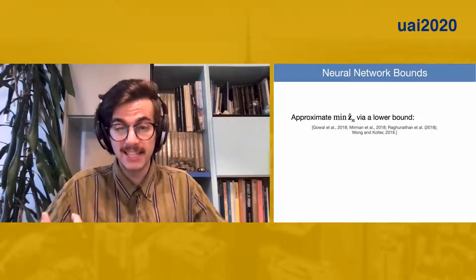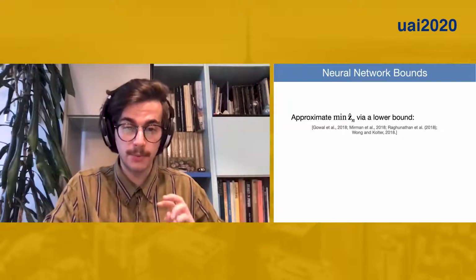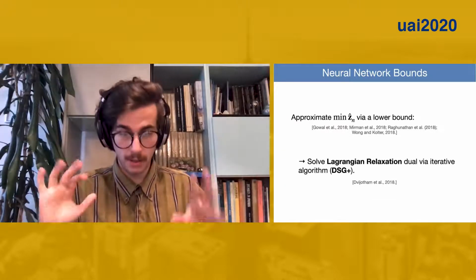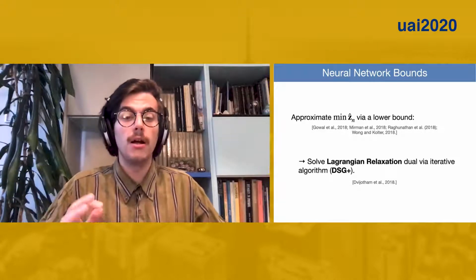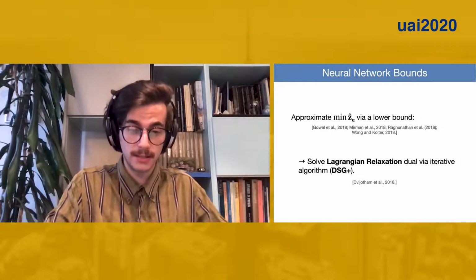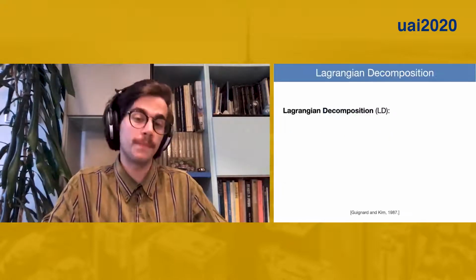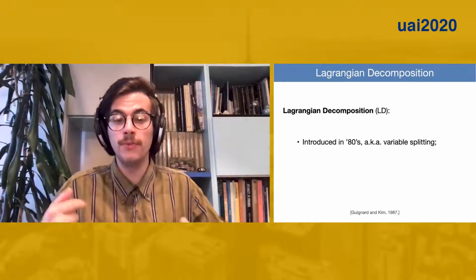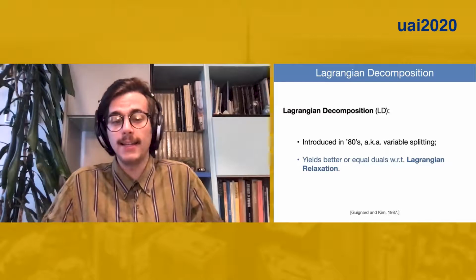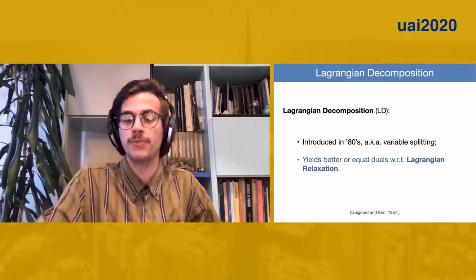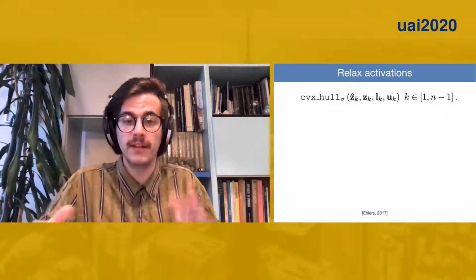This has been done extensively in the literature, but here we're mostly interested in a specific previous work that was obtaining the Lagrangian relaxation dual of the network and solving it iteratively. We call this DSG+. Our method is closely related to this and relies on Lagrangian decomposition. So decomposition is a technique known from the 80s, also known as variable splitting. Its main advantage is that it yields better or equal bounds with respect to Lagrangian relaxation.